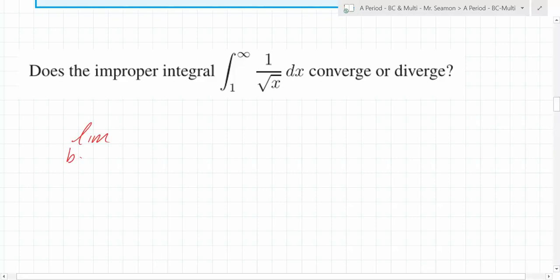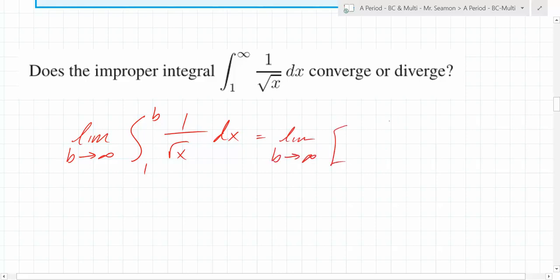The limit as b goes to infinity of the integral from 1 to b of 1 over square root of x. Yeah, exactly. Now you can integrate. Can you integrate this in a pretty straightforward fashion? Sure. So this is going to be the limit as b goes to infinity of what? It's x to the negative 1/2, so it's 1/2, so it's a 2, right? 2x to the what? X to the 1/2. Yeah, x to the 1/2.